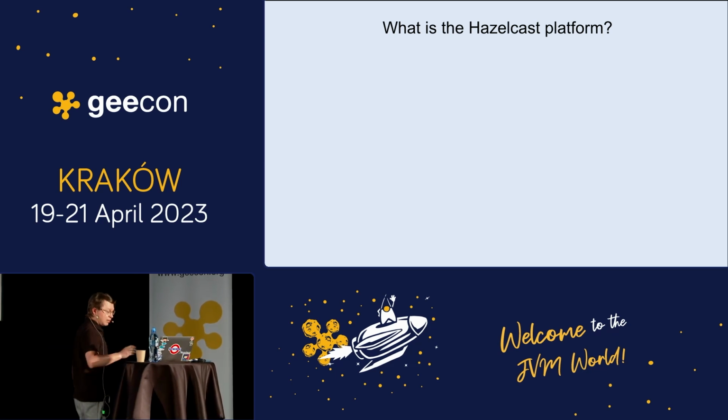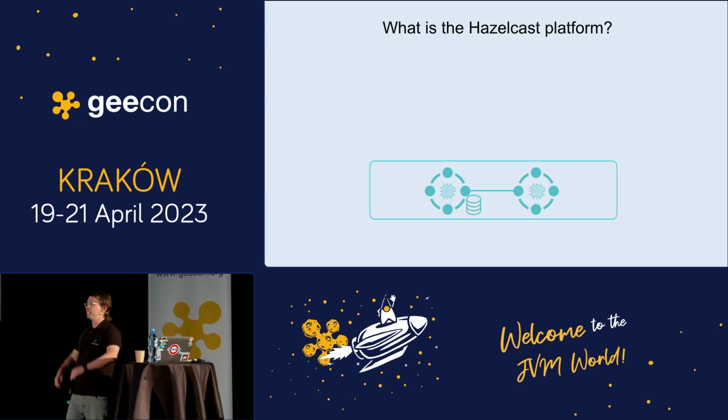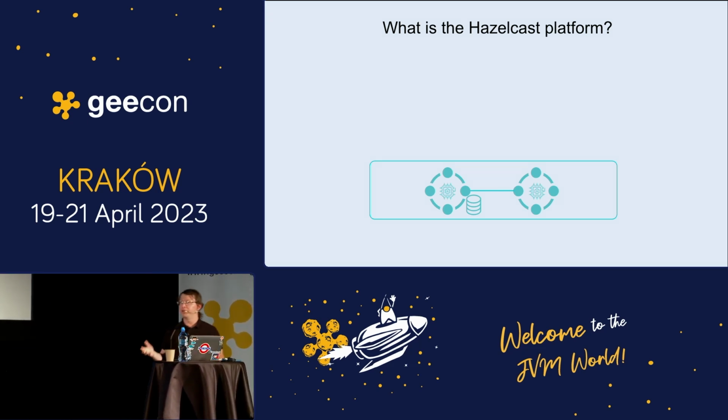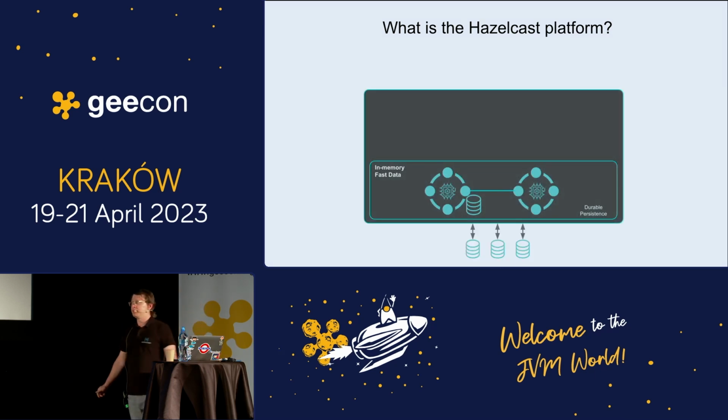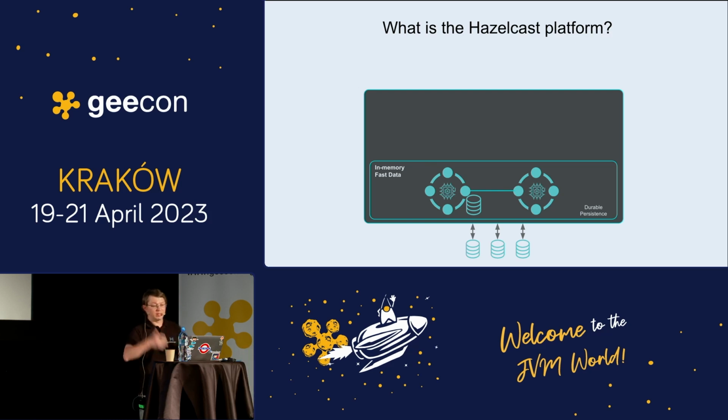But maybe the main feature that you are using in Hazelcast is the distributed in-memory, fast data storage. This is the basics, how Hazelcast was started. It implements a distributed map, list, queue, and so on. And it could be used as a caching platform for databases.